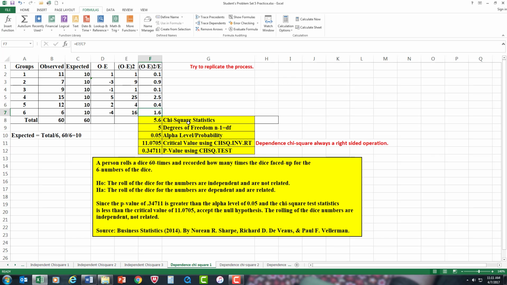Then to get your chi-square statistic, you just click into the box, which of course would be empty. What I did was go to Formulas and use the AutoSum, and that added up the numbers for me. So my chi-square statistic is 5.6.